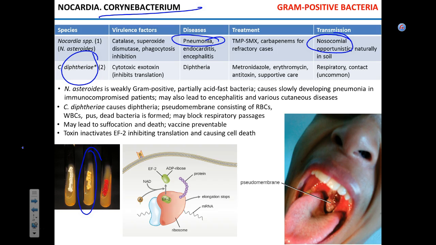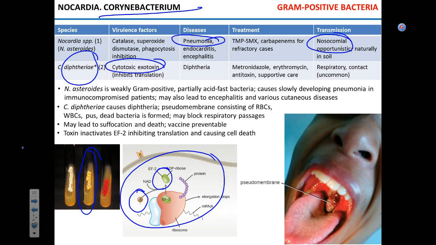Don't expect me to ask you the question, which disease CORYNEBACTERIUM diphtheria causes. I don't like to ask questions which contain the answer. Okay, so no. And the virulence factor that I ask you to know is the toxin. The exotoxin that inhibits translation. The component or subunit A of the toxin binds to the translation factor EF2, inhibiting the translation essentially. When cells cannot make proteins, they die.